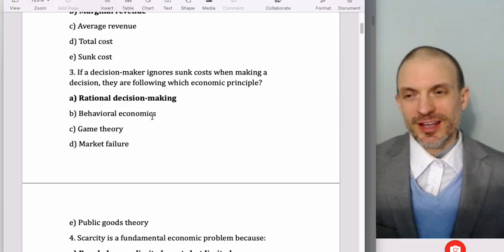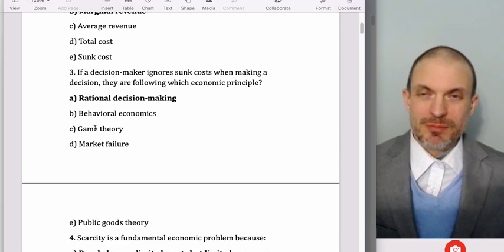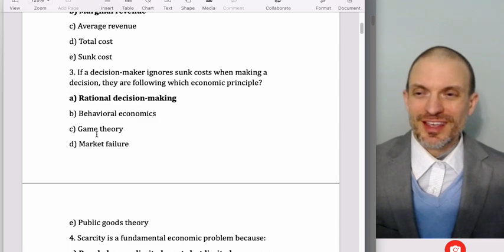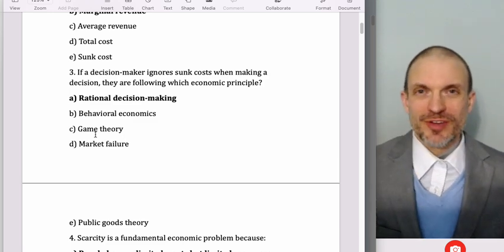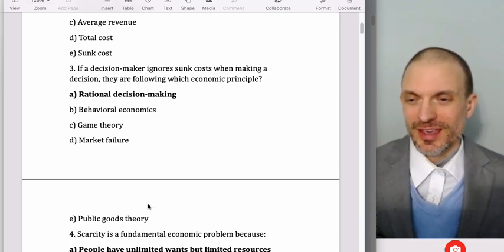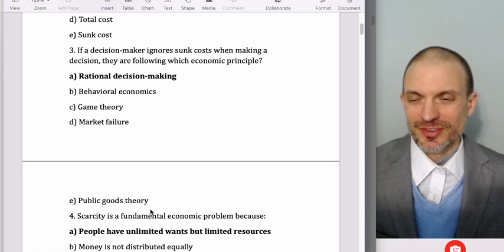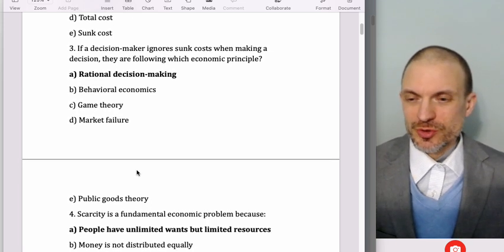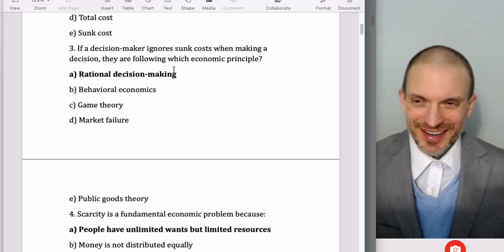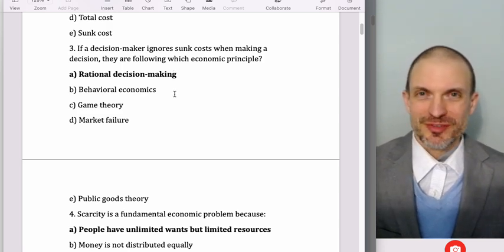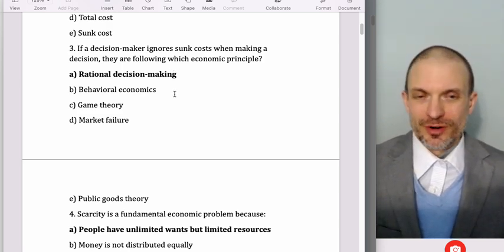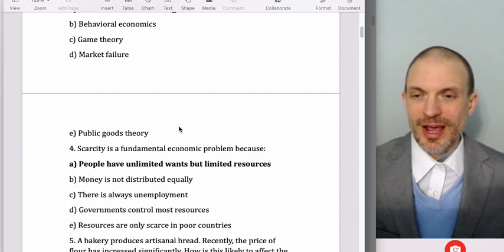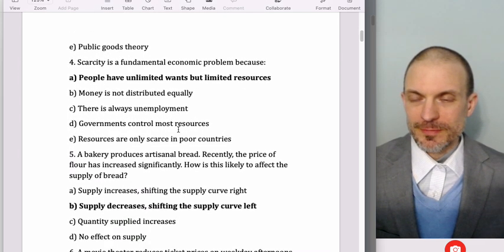So behavioral economics is an entire discipline. Game theory is a subdiscipline and a tool set for microeconomics. Market failure occurs when we fail to get the efficient outcome. And public goods theory is kind of another subdiscipline slash tool set. The only one that's really an economic principle of these is rational decision making. And sure enough, for making good economic decisions, we want to ignore sunk costs. Pay attention to opportunity costs, but ignore sunk costs.